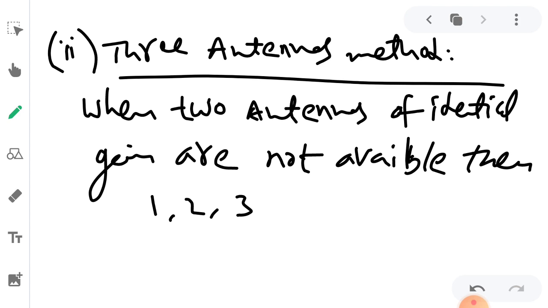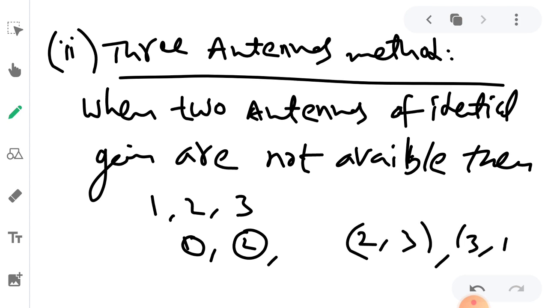So the Friis formula is used for first the 1 and 2 combination, then 2 and 3 combination of antennas, then 3 and 1 combination of antennas. Same Friis formula is used. So in case 1, we consider 1 as transmitter, 2 as receiver, G1, G2, one antenna, second antenna. And in case 2, we can use the 2 and 3 antennas, one as transmitter, another as receiver.